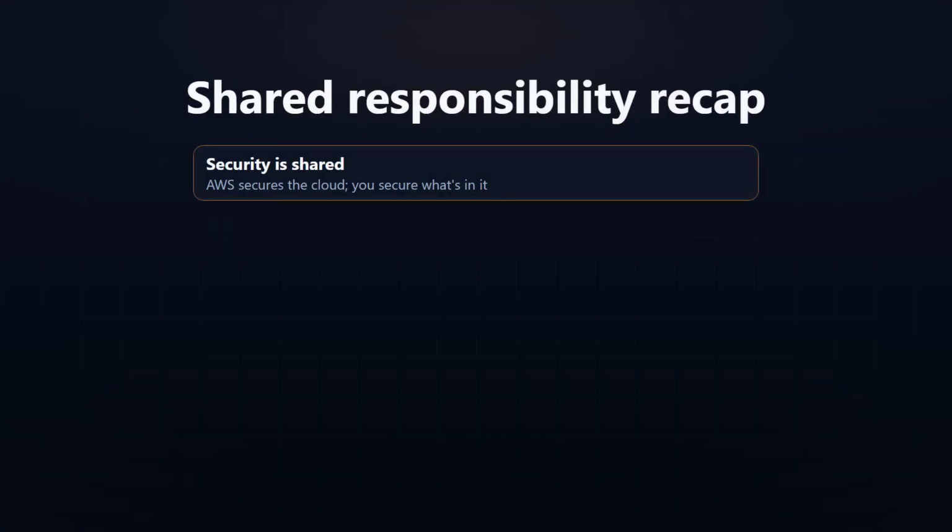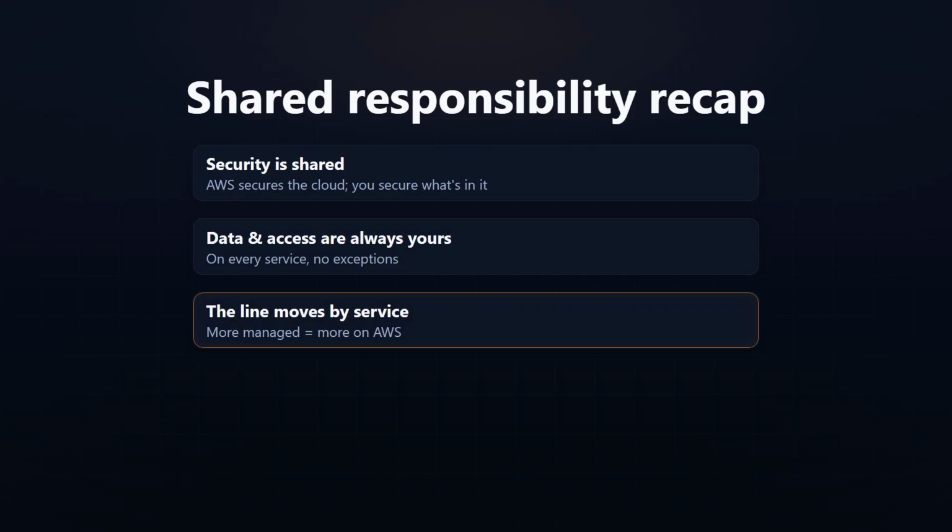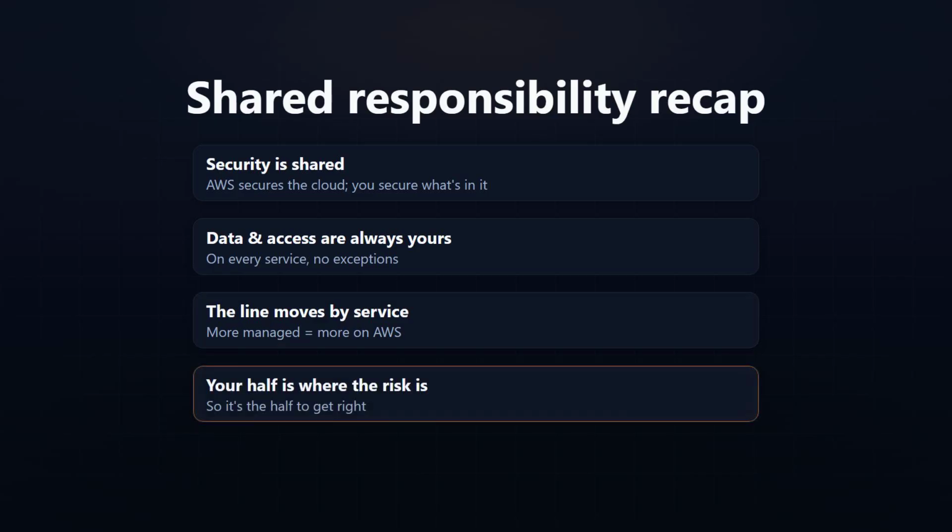Let's recap. Security in the cloud is shared. AWS secures the cloud itself while you secure what you put in it. Your data and your access are always yours on every single service. The line between you moves by service. The more managed it is, the more AWS carries. And your half is where most of the real risk lies, so it's the half to get right.